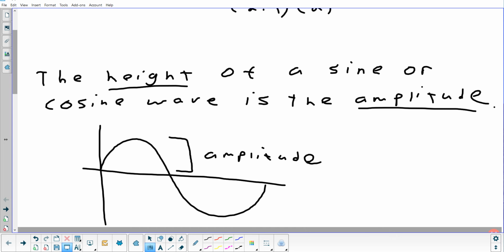Now, since the amplitude is measuring a height, what kind of number do you think amplitude will always be? It's always going to be a positive number. Okay, there is no such thing as a negative amplitude, because height is a distance and you don't have negative distance.